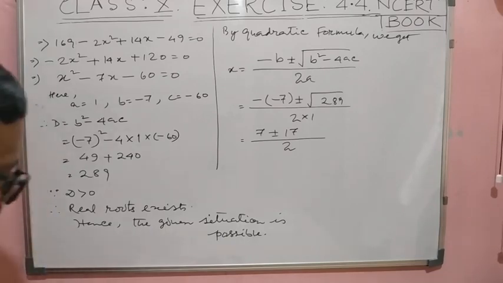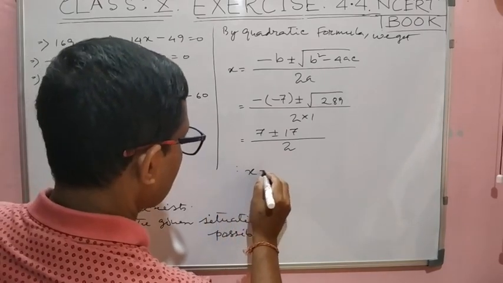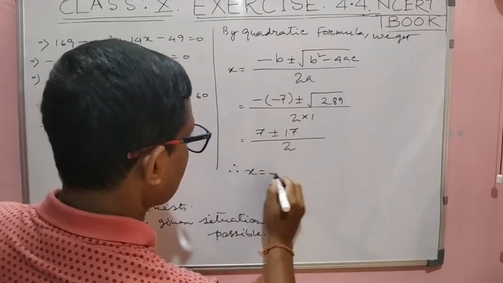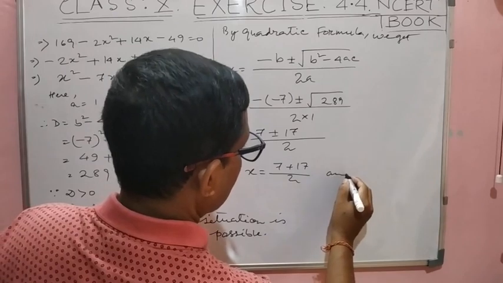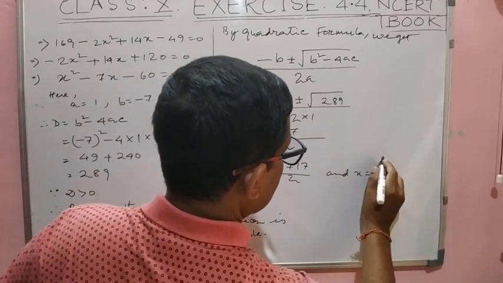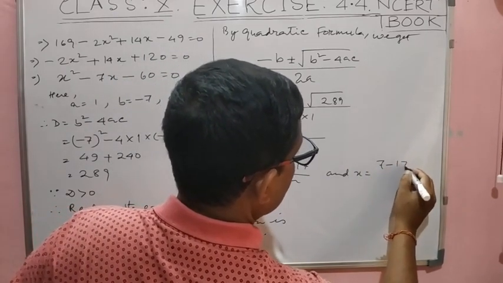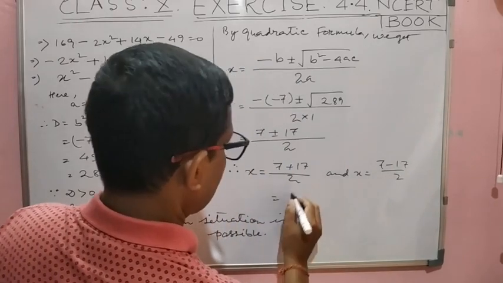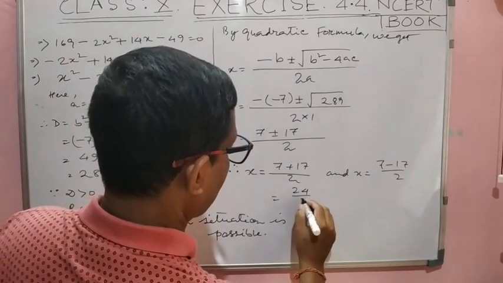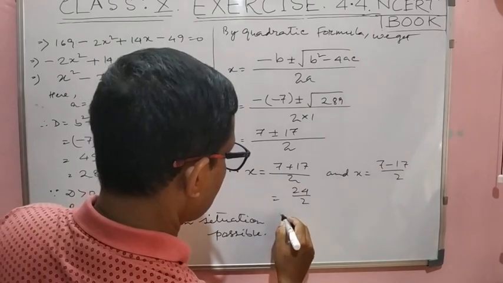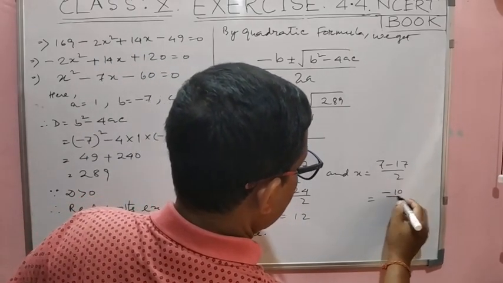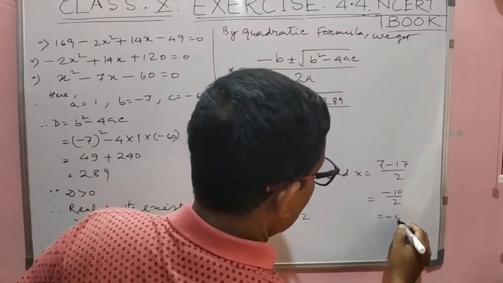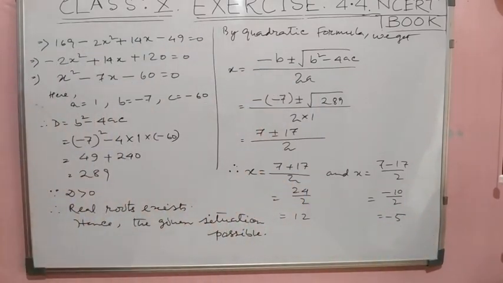So therefore x equal to 7 plus 17 by 2 and x equal to 7 minus 17 by 2. So it will be 24 by 2, that is equal to 12, and it will be minus 10 by 2 equal to minus 5.